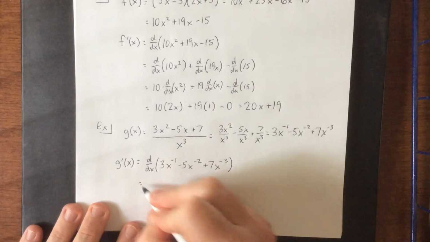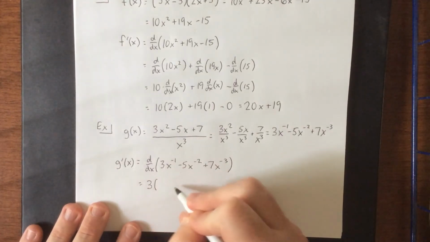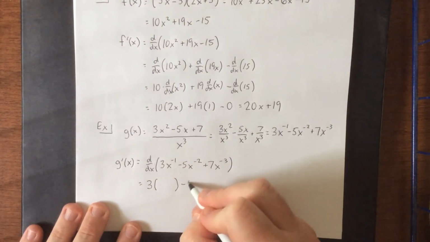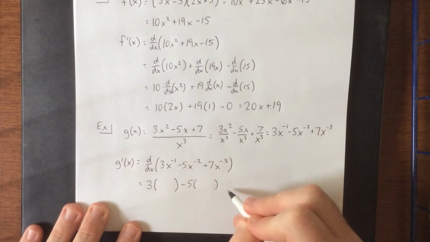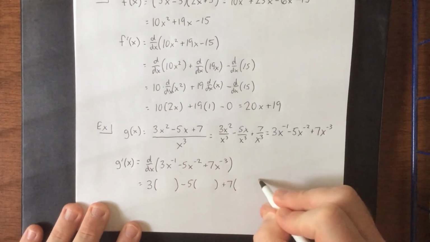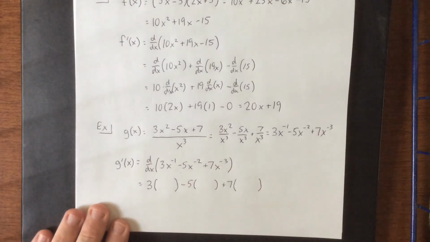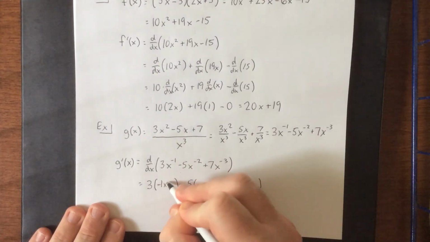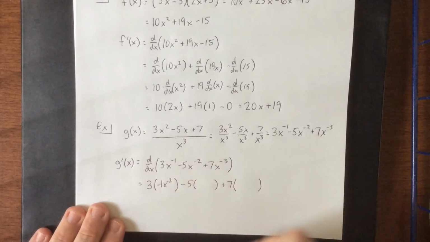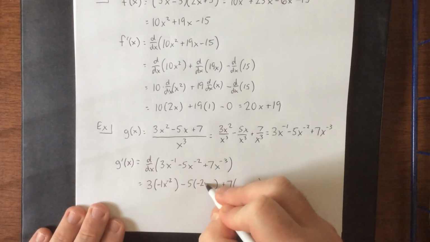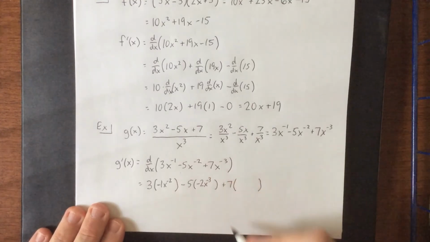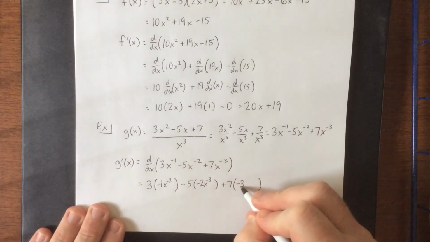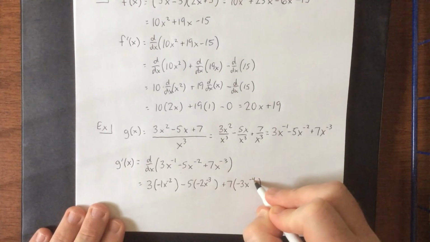out of the derivatives. So we are going to get 3 times the derivative of x to the negative 1, minus 5 times the derivative of x to the negative 2, plus 7 times the derivative of x to the negative 3. Each of those is going to require the use of the power rule. For the power rule, we multiply by the current power and reduce the power by 1.